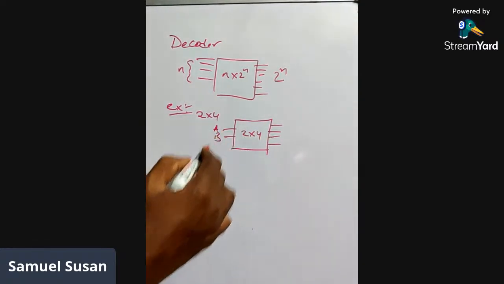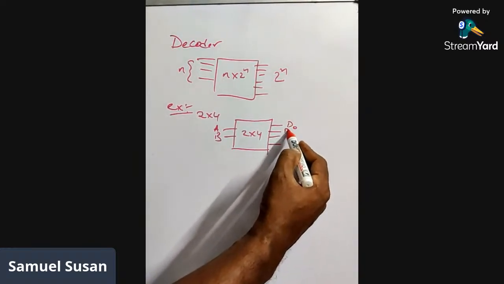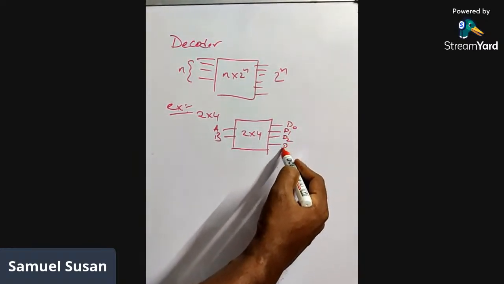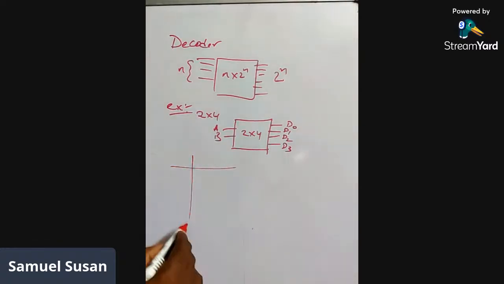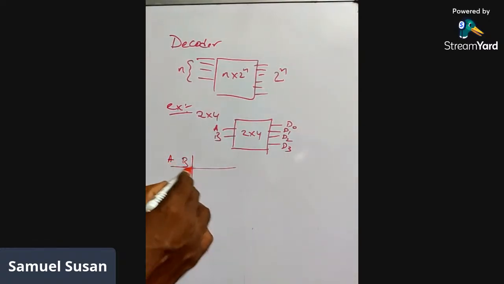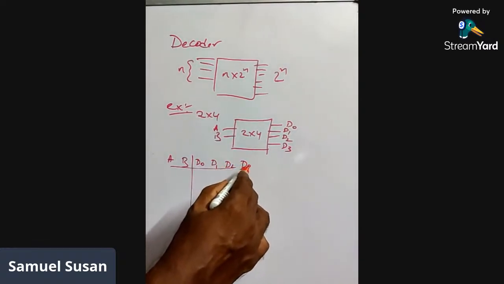Assume that these inputs are A and B, right? So the outputs are D0, D1, D2, and D3, right? So the truth table is very simple. You can see A, B are the inputs, D0, D1, D2, D3 are the outputs.